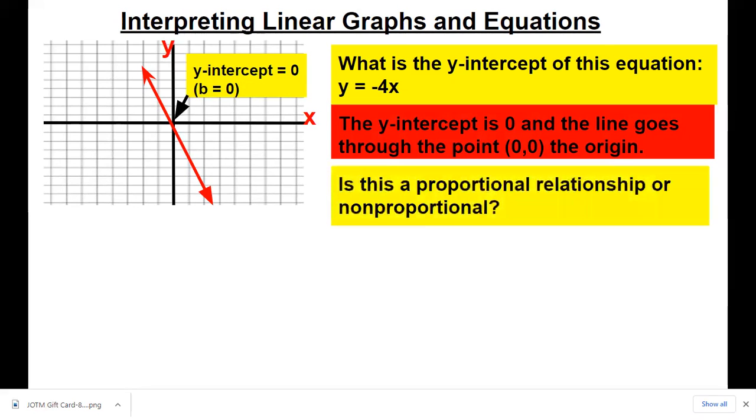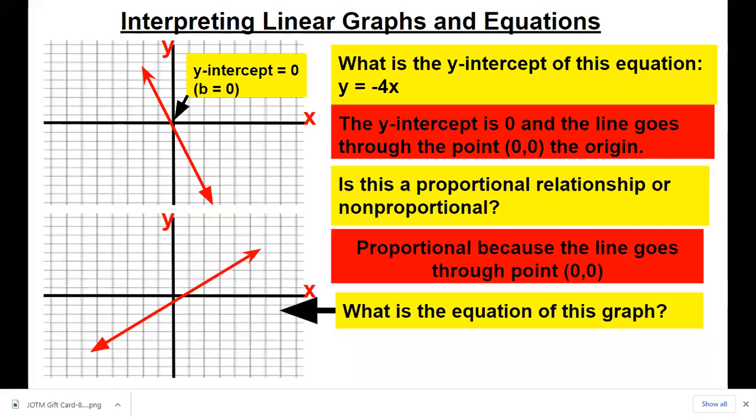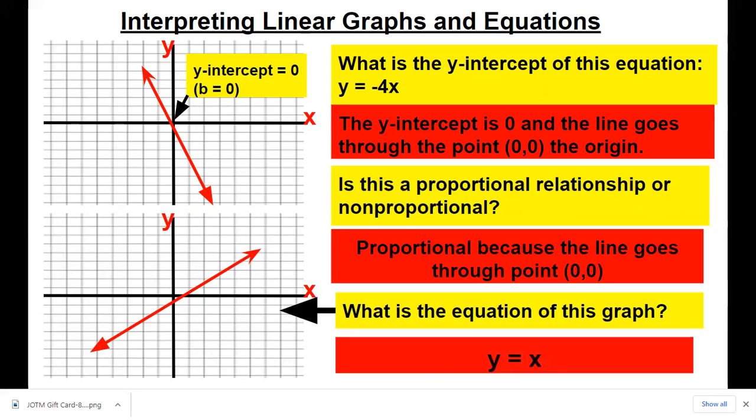Is this a proportional relationship or a non-proportional relationship? It's going through 0, 0, right? So it's proportional because the line goes through the origin. What is the equation of this graph? Y equals X. That graph's supposed to be right on the 0, 0. So that has a slope of 1 and it goes through 0, 0, so there's no b. It's Y equals X. That's a famous linear equation that you're going to use a lot in the future.